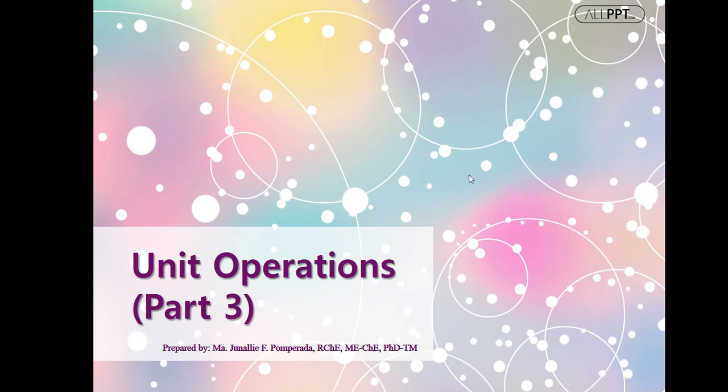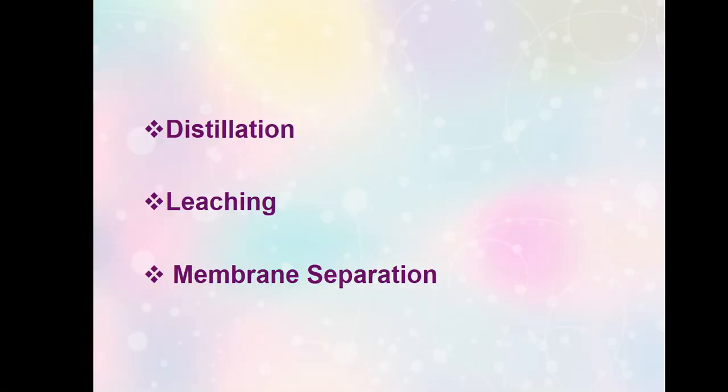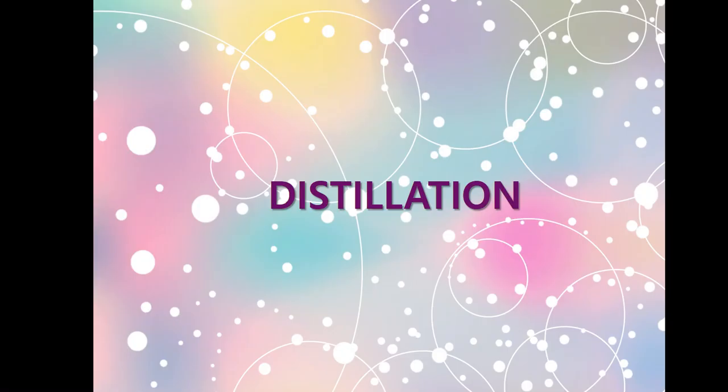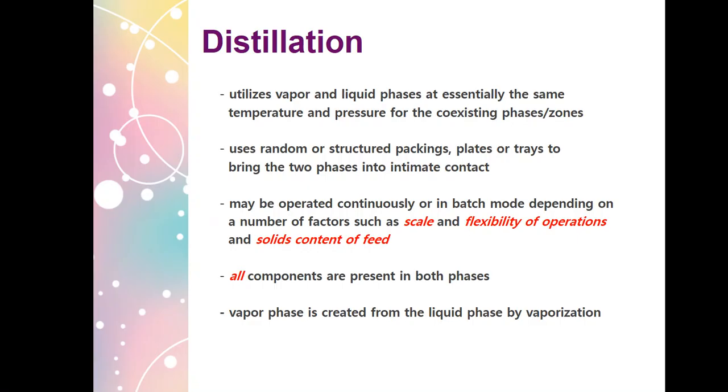Good day everyone. So we are now on part 3 of the three-phased review for unit operations, and this is for the course Chemical Engineering Review 4. Now for this review, we will be discussing 3 unit operations: distillation, leaching, and membrane separation. Now for the 3, we're going to start first with the unit operation we call distillation. And in the next slides, you will be seeing the basic principles concerning distillation.